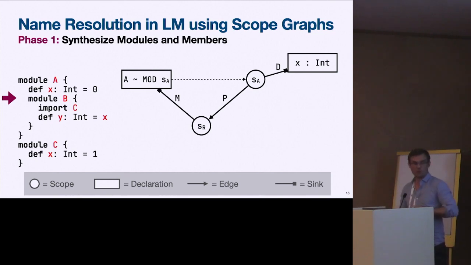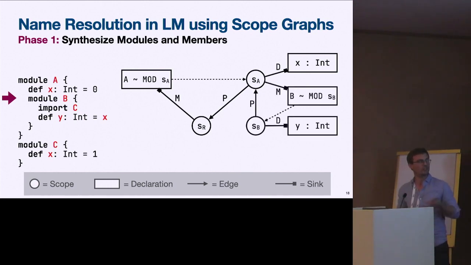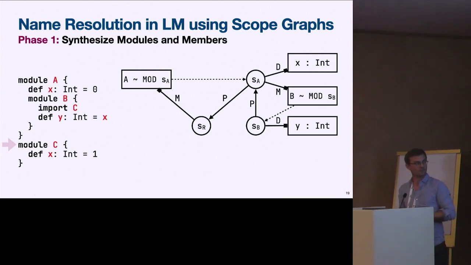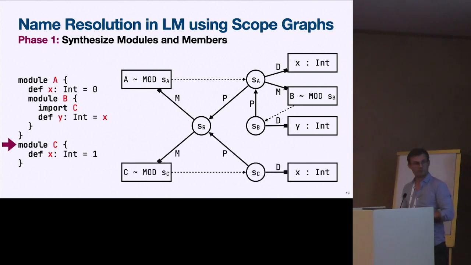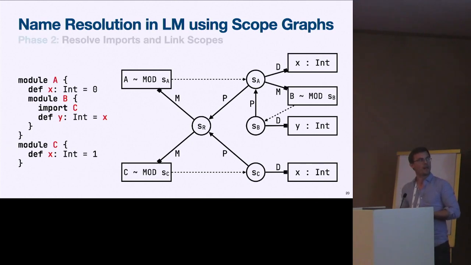Proceeding with type checking, we do this exercise for all of the modules that are in this program. So the next module to consider is module B. Again, we create a new scope for module B. This scope has scope A, the scope of module A, as its lexical parent. We get a declaration for the module B inside of our module A, and we get a module member for the scope of B. And finally, for module C, it's the same idea as before.